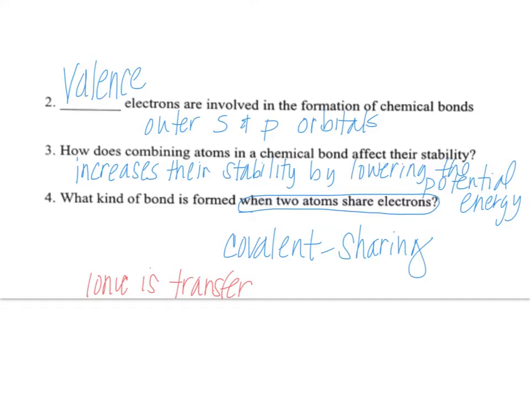And then question 4, what kind of bond is formed when two atoms share? And remember, sharing is caring. Don't be ionic, be covalent. So sharing is a covalent bond. And then, of course, the transfer of electrons is an ionic bond.